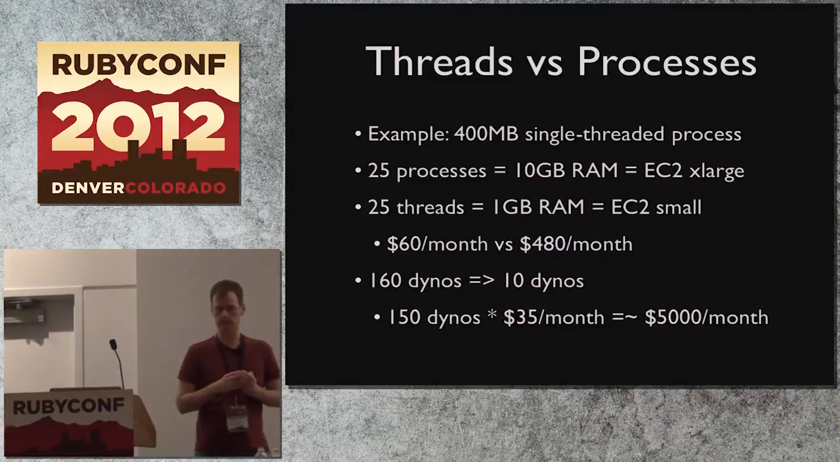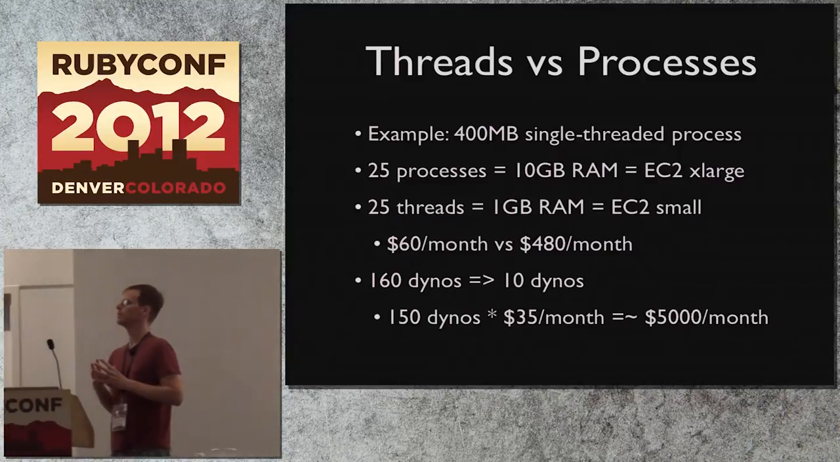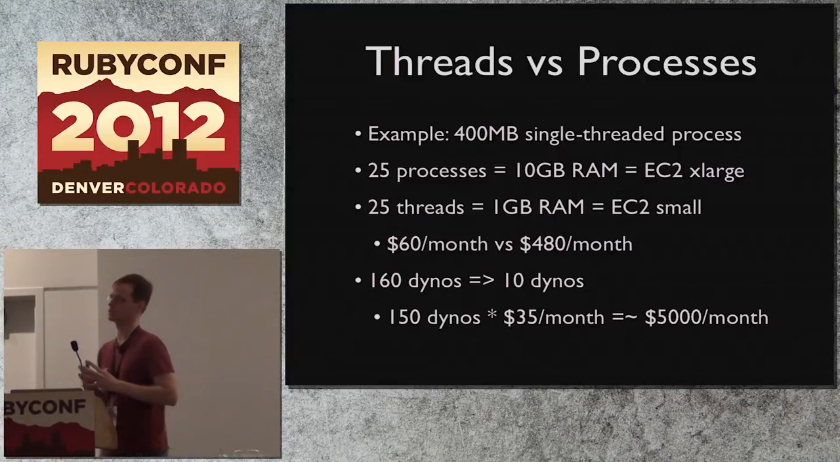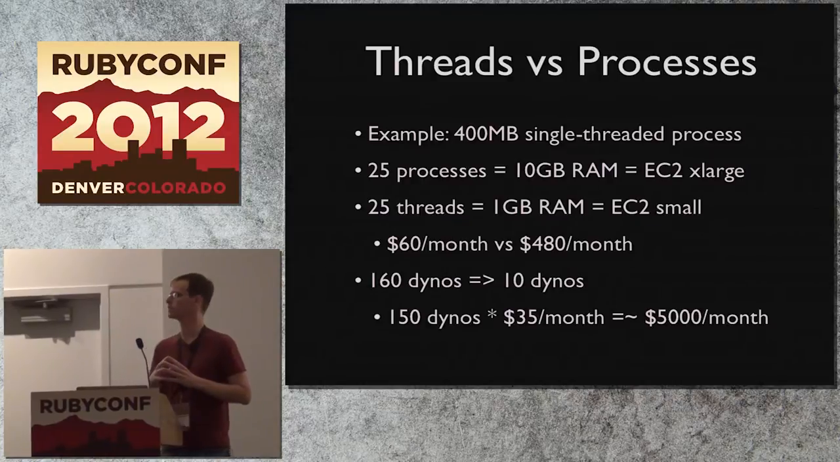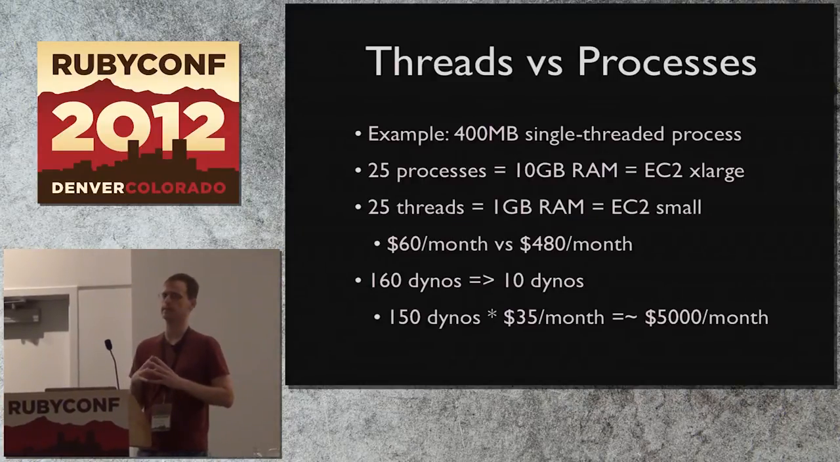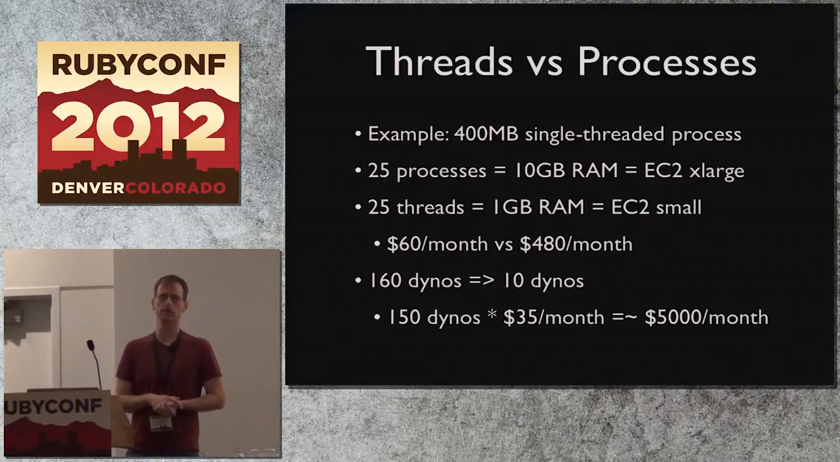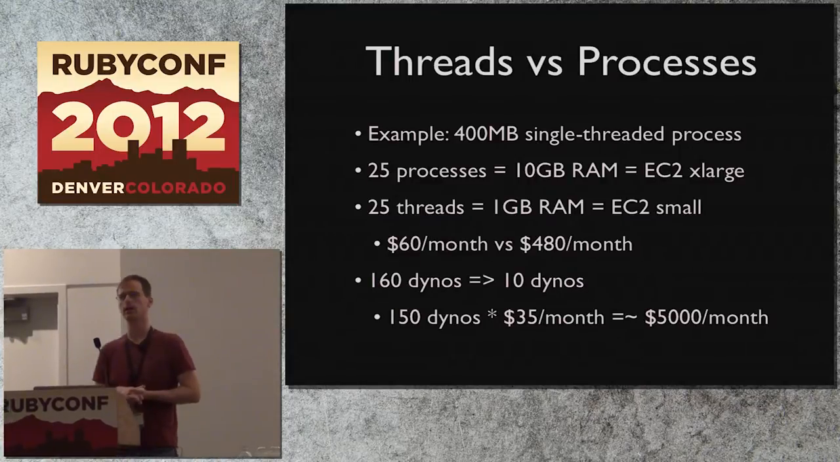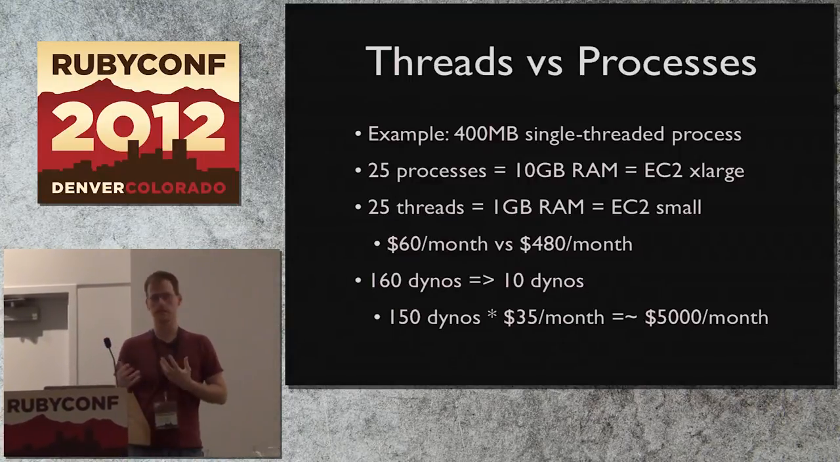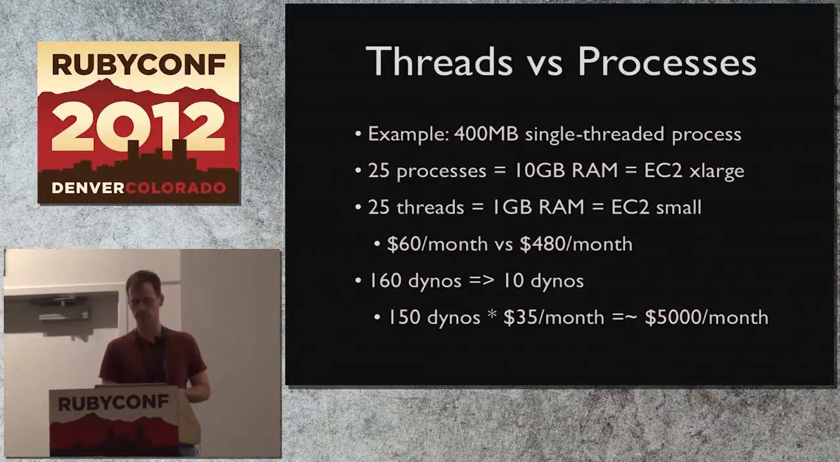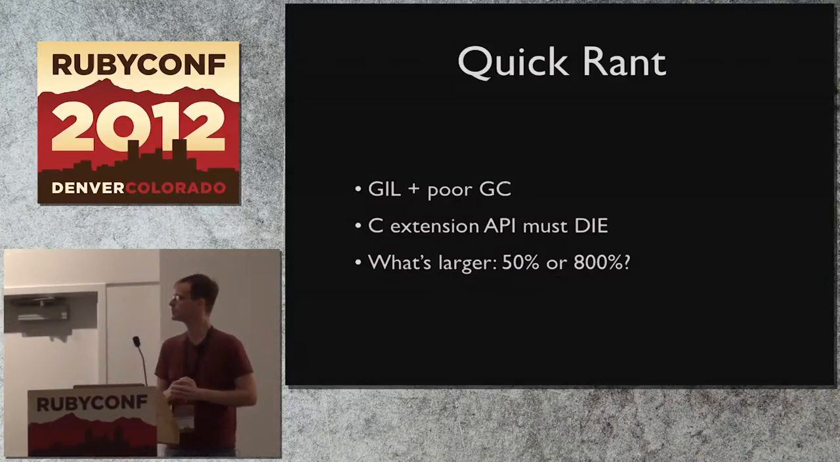One of the earliest Sidekick customers had 160 dynos of Resque. And he switched to Sidekick and went down to 10 dynos. And a dyno costs $35 a month. He's saving $5,000 a month in hosting costs alone just by switching. So that's the inefficiency I'm talking about. That's why I say Sidekick is efficient, because it saves real money at scale.